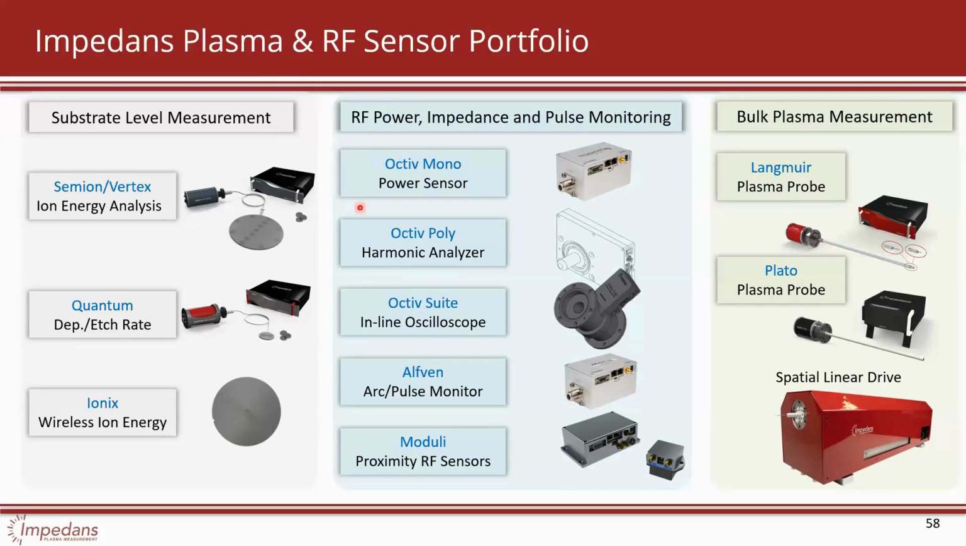For ion neutral ratio measurements, is there a method for excluding the argon ions? Yes, you can exclude ions, but you can't discriminate which ions you exclude. It's all based on energy, not mass dependent.